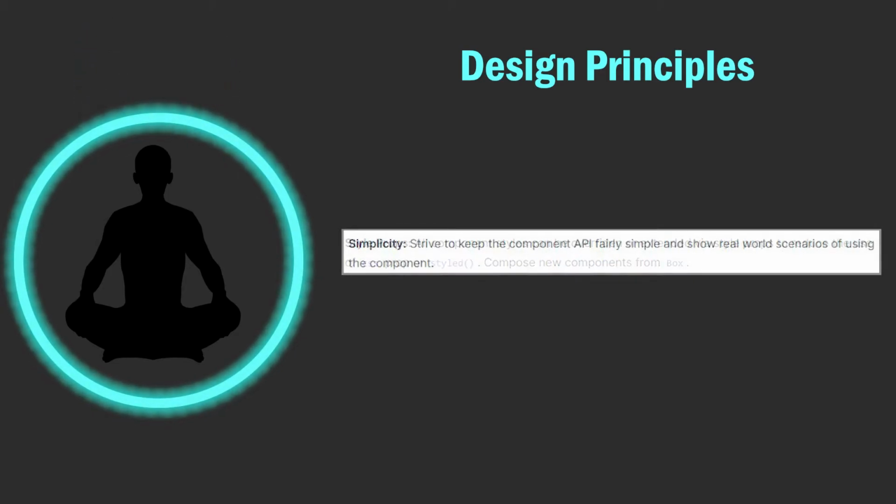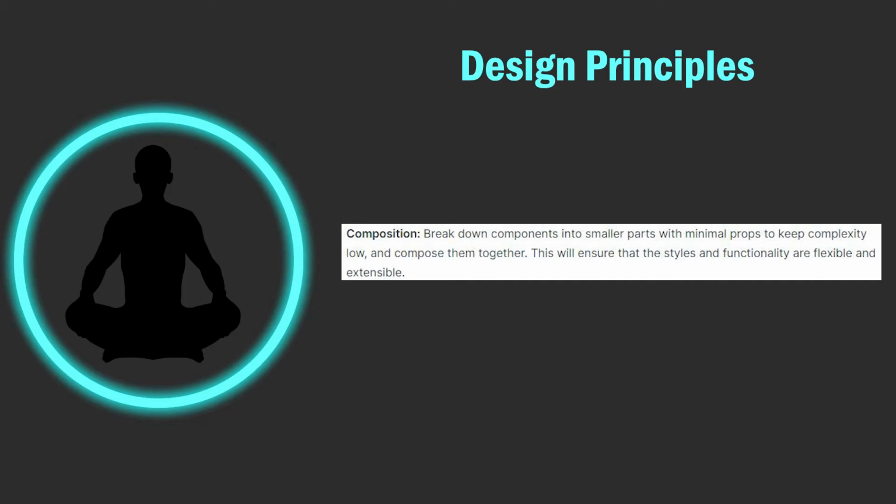Another principle is simplicity. Chakra strives to keep the component API fairly simple and show real-world scenarios of using the component. No overcomplexity, no over-engineering, there's no need for that here. The next principle is composition. They want to break down components into smaller parts with minimal props to keep the complexity low and compose them together. This will ensure that the styles and functional aspects are flexible and extensible.